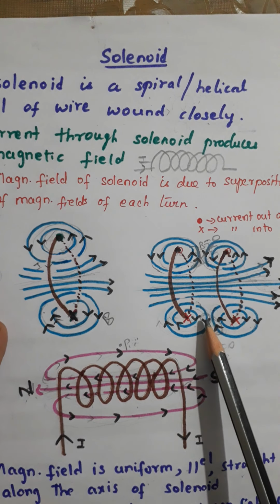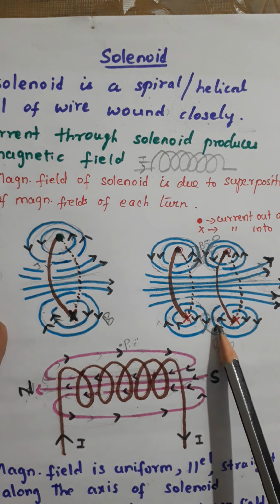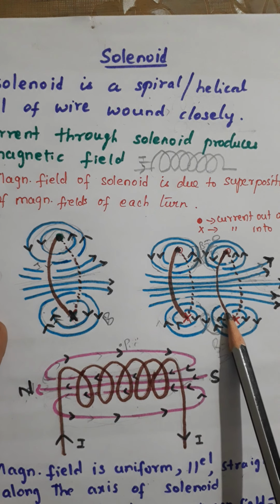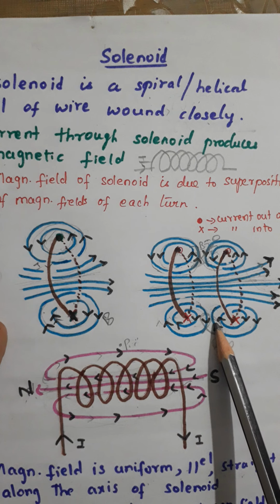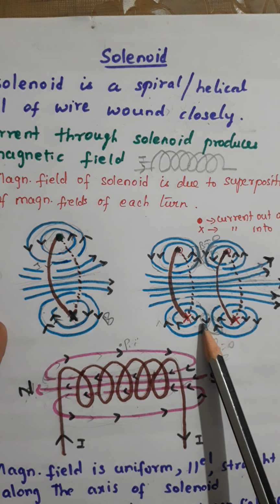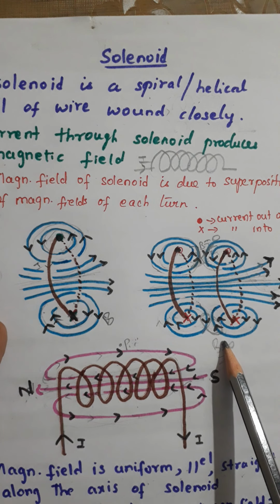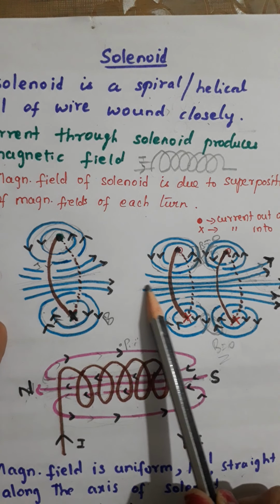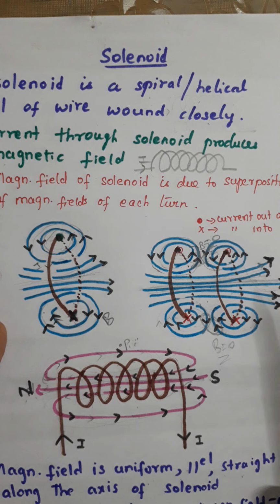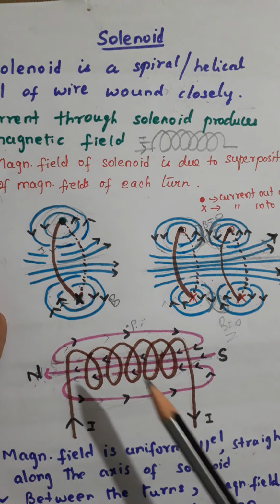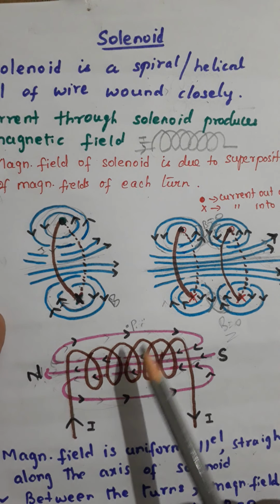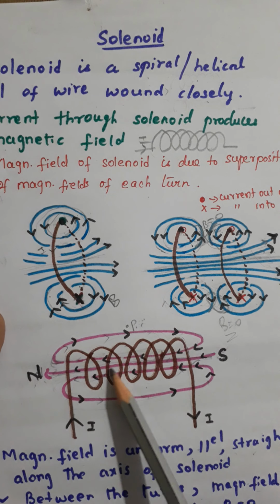Here also you can see the magnetic field is moving down, and here the magnetic field, due to this part of the current, is moving up. So these two magnetic fields cancel. So between the turns, the magnetic field is zero, right children? Magnetic field exists only along the axis. Now the same diagram I have drawn here, but instead of two coils, there are n number of coils.